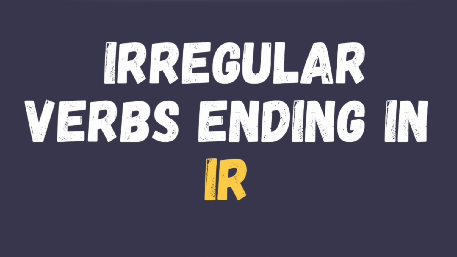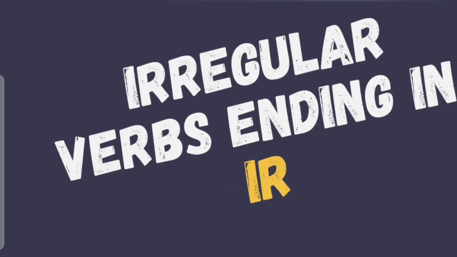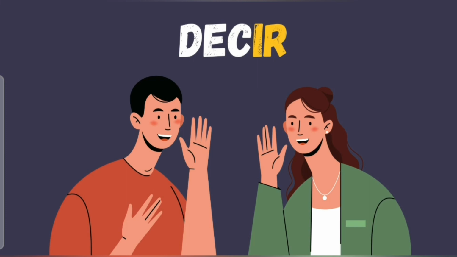Now let's see irregular verbs ending in ir. So as you know, irregular verbs are changing. Sometimes in the root word, sometimes in the ending. So be aware of that. You have to practice the irregular verbs more than the regular verbs, because the regular verbs have similar rules. But in the irregular verbs, the endings are changing and also the root word is changing, okay?